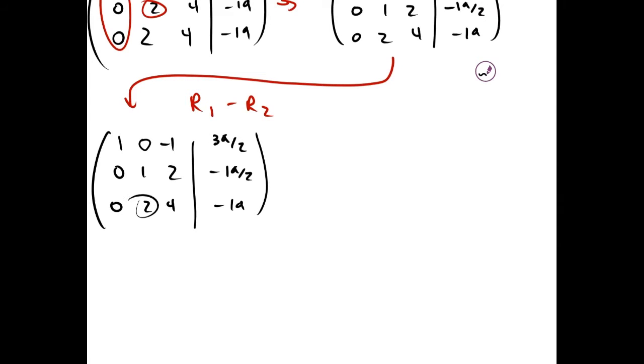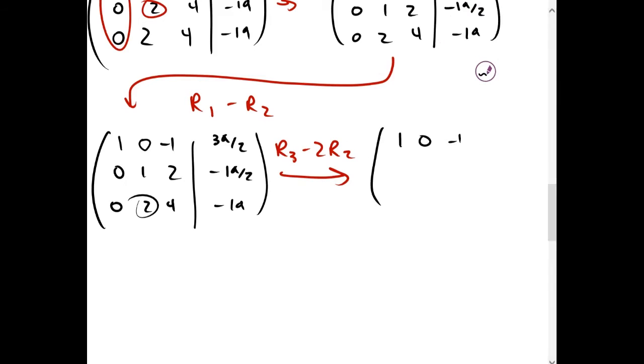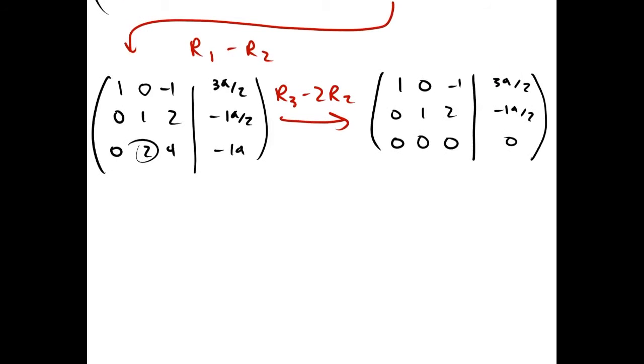So now we want to make this 0. We do that by taking R3 and subtracting 2 of R2. What happens here is the top row is unchanged, and the second row is also unchanged. But now we get zeros all along the bottom. And that's okay, we can continue. This represents 0 equals 0, so it's a valid statement, so we're good.